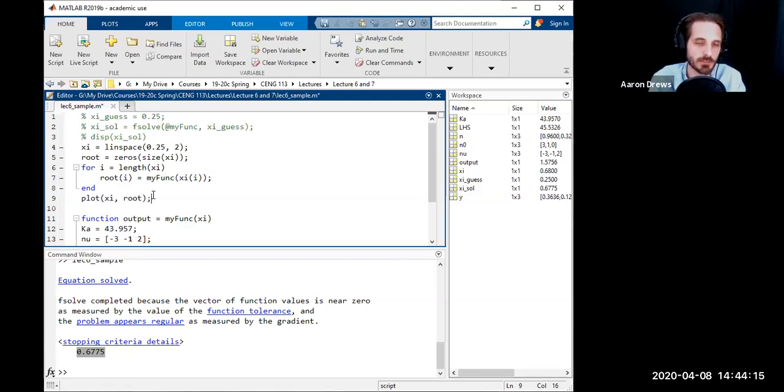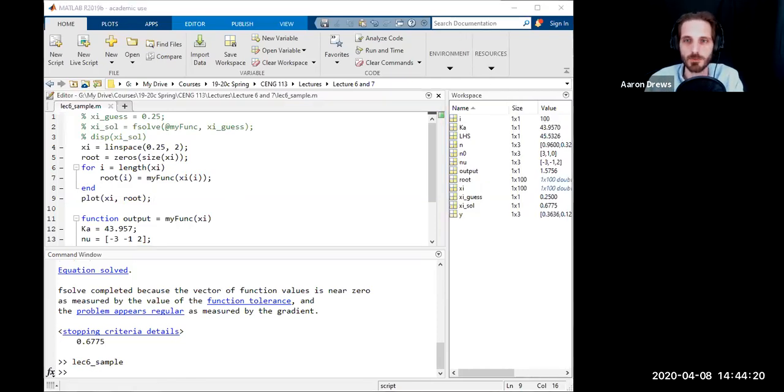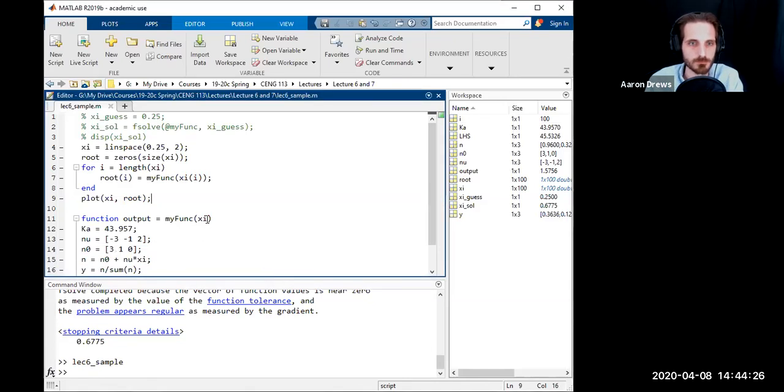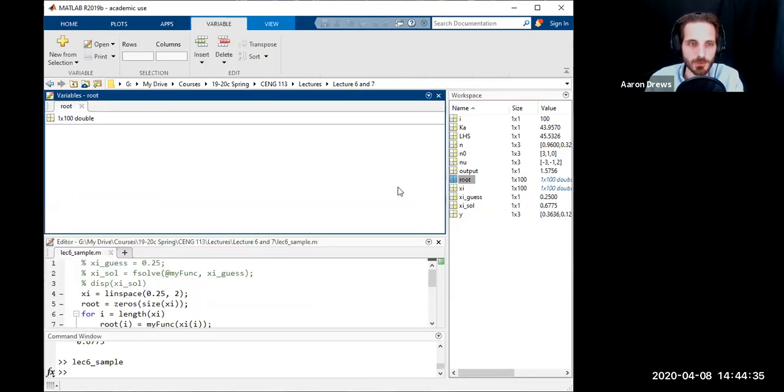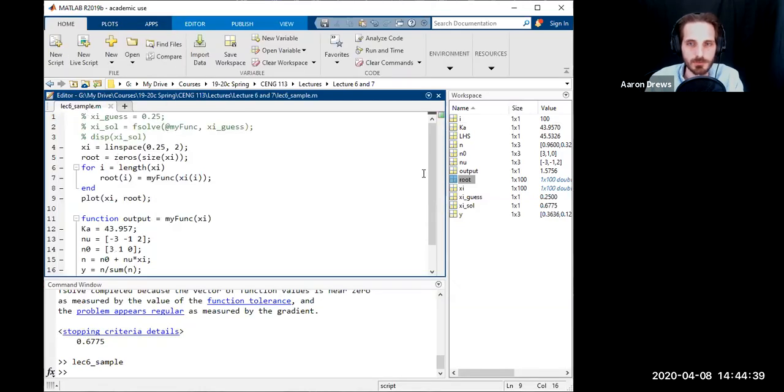And then I would plot it this way. And so once my plot comes up, I think I have made a typo somewhere. Xi's got it, root's got it. Let me look at my root and see what's wrong in here. Roots are all 0.